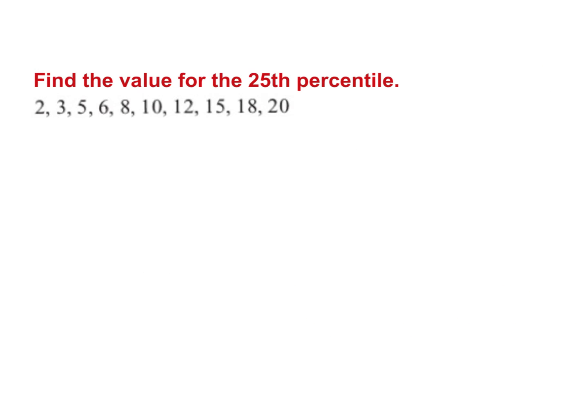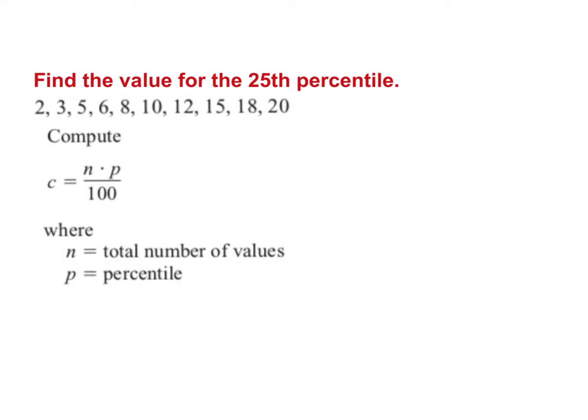The other way is, it's the same data set, not a new data set. Still in order. And now we're going to find the 25th percentile. The way that we do that is we're going to come up with a formula that tells us how many values, or which value, you have to count to get that particular percent. That's why it's C. So we're going to compute this.